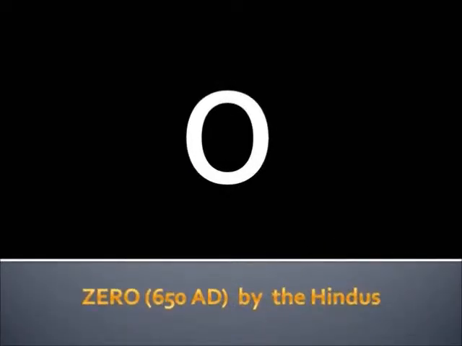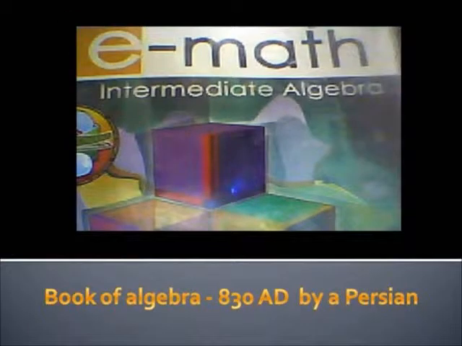Zero was invented by the Hindus in 650 AD. The Hindu-Arabic numerals and the positional number system were introduced around 500 AD, and in 825 AD, it was introduced by a Persian scientist in his book on arithmetic. This book synthesized Greek and Hindu knowledge and also contained his own fundamental contribution to mathematics and science, including an explanation of the use of zero.